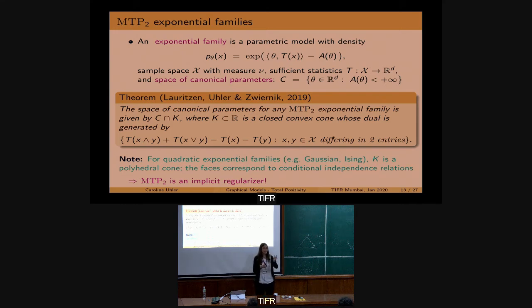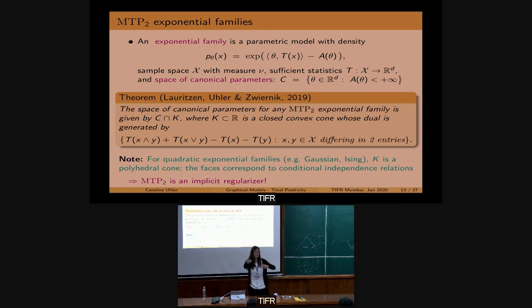So think of the Gaussian setting, right? In the Gaussian setting, we said that it's the non-positive orthant, right? All of the entries are smaller or equal to 0. And what are the faces in the Gaussian setting? Well, it's a 0 in the inverse covariance matrix, so that's a conditional independence relation. So this means that MTP2 is an implicit regularizer, right? When you're falling onto these faces, you're actually going to get conditional independence relations. So this should be a very nice constraint to add on because it implicitly regularizes your distribution, right?